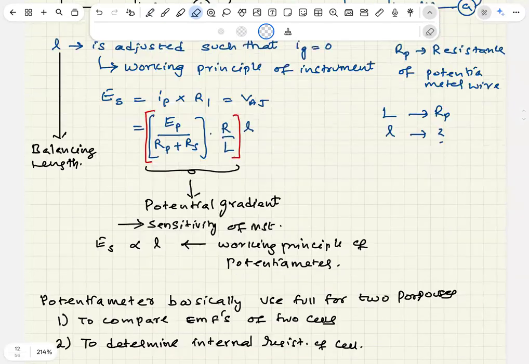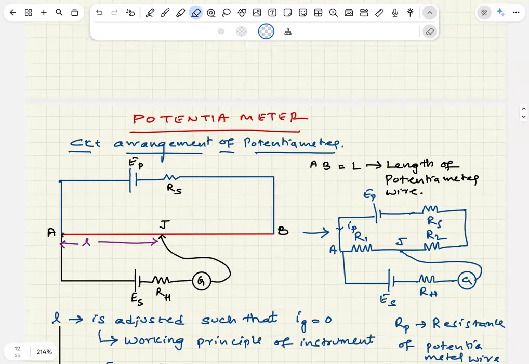Each line is 1 meter. Right. That's all about the potentiometer. Now the lower circuit, this part is called the secondary circuit.